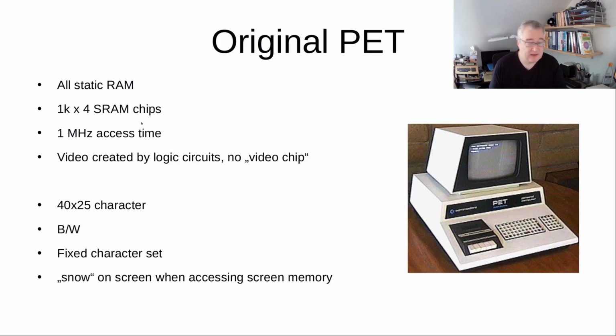So let's look at the original PET. It uses all static RAM. That means all the RAM, not just the video RAM, is static RAM. It has 1K static RAM video RAM. It uses 1K by 4 SRAM chips. Actually, 2 variations of the board have been made, some for Commodore specific RAM chips and one for standard RAM chips. Those RAM chips have an access time that is appropriate for 1 megahertz clock frequency. And that video is created by logic circuit. There's no video chip, as in the later models.